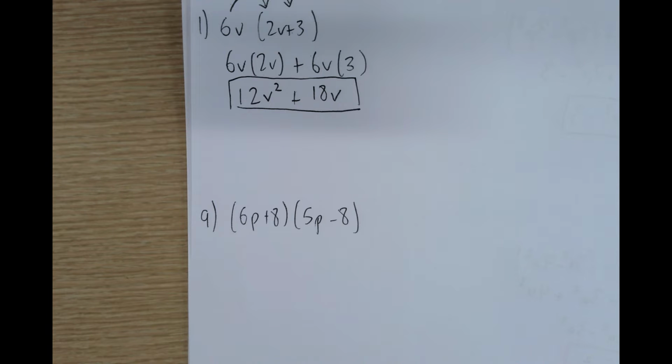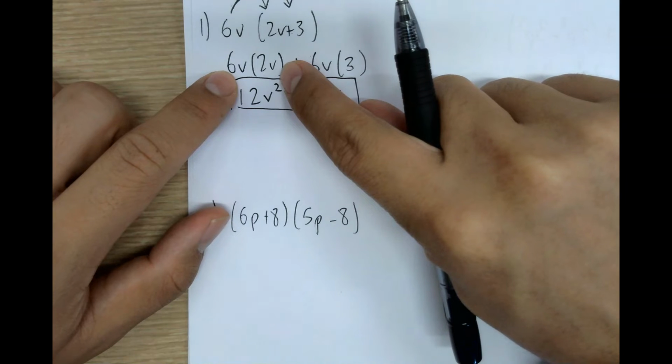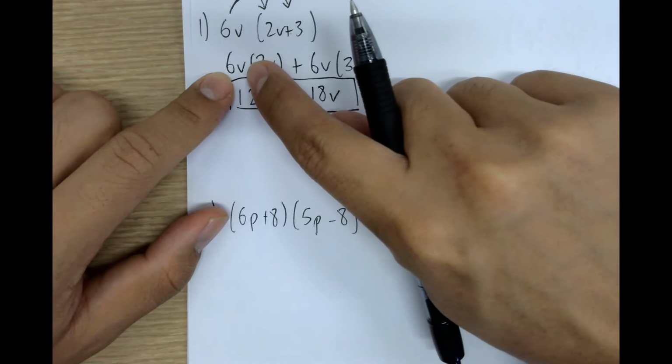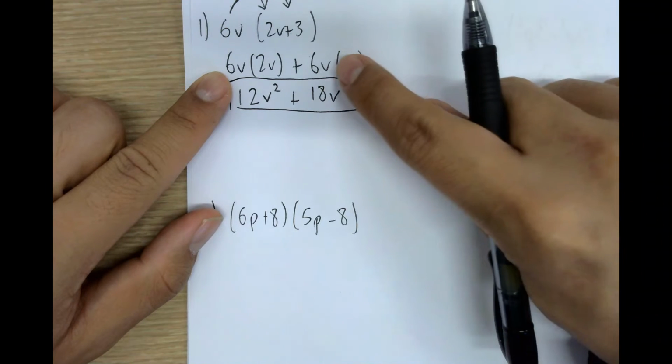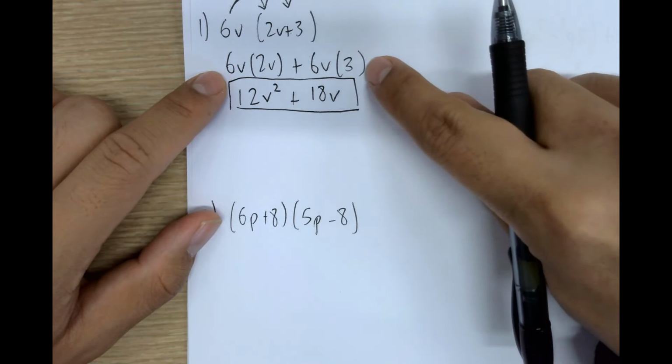Okay. So again, the only difference here is that 6v times 2v is equal to 12, and then you have v times v, which is equal to v squared. This one is only 1v, so it's 6v times 3. It just equals 18v.